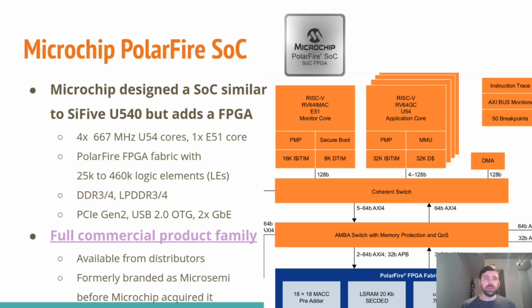And one of SiFive's customers was Microchip, and they came out recently with the PolarFire SoC. So this is similar to that SiFive U540, but it adds an FPGA. Like the SiFive SoC, it has 4 64-bit cores that can run Linux. It has a DDR interface. This one also has PCI Express and USB and gigabit Ethernet. And the great thing about this too is that it's a full commercial product family, so it's going to be available from distributors. And if you're wondering, I didn't realize Microchip made FPGAs. Well, this is because it's formerly Microsemi, which is now part of Microchip.